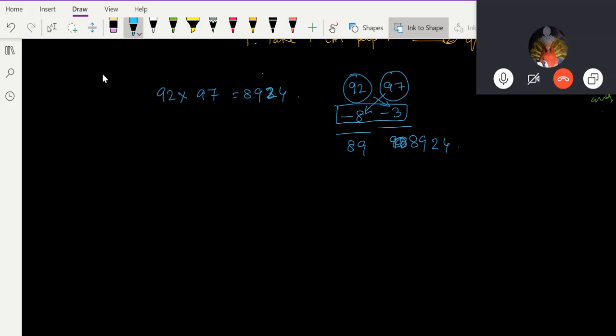I have a question. Okay, sir. Will the 89 be equal every time? Yes. So the logic is that whether you add minus 3 to 92, you get 89. Whether you add minus 8 to 97, you get 89. So either way, you can just look at one of them and write the answer straight away, and multiply the rest of it and write the answer straight away, right?